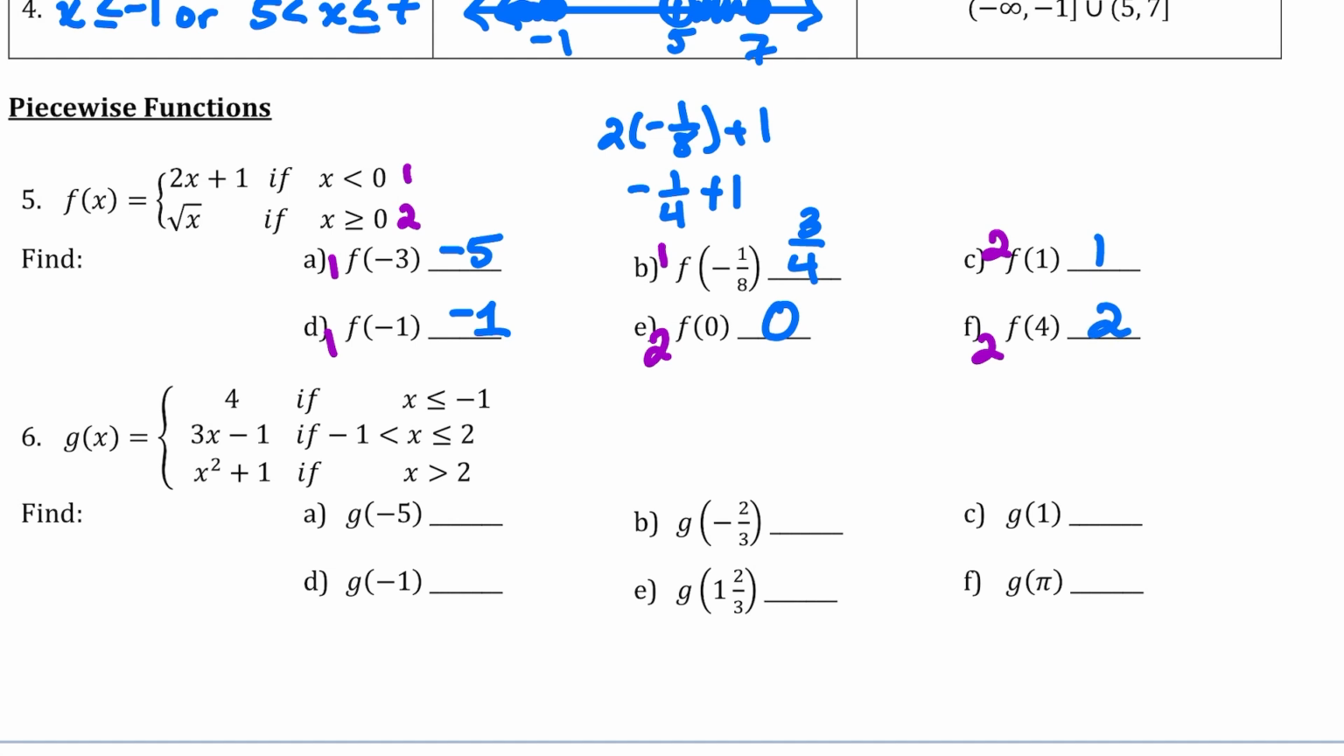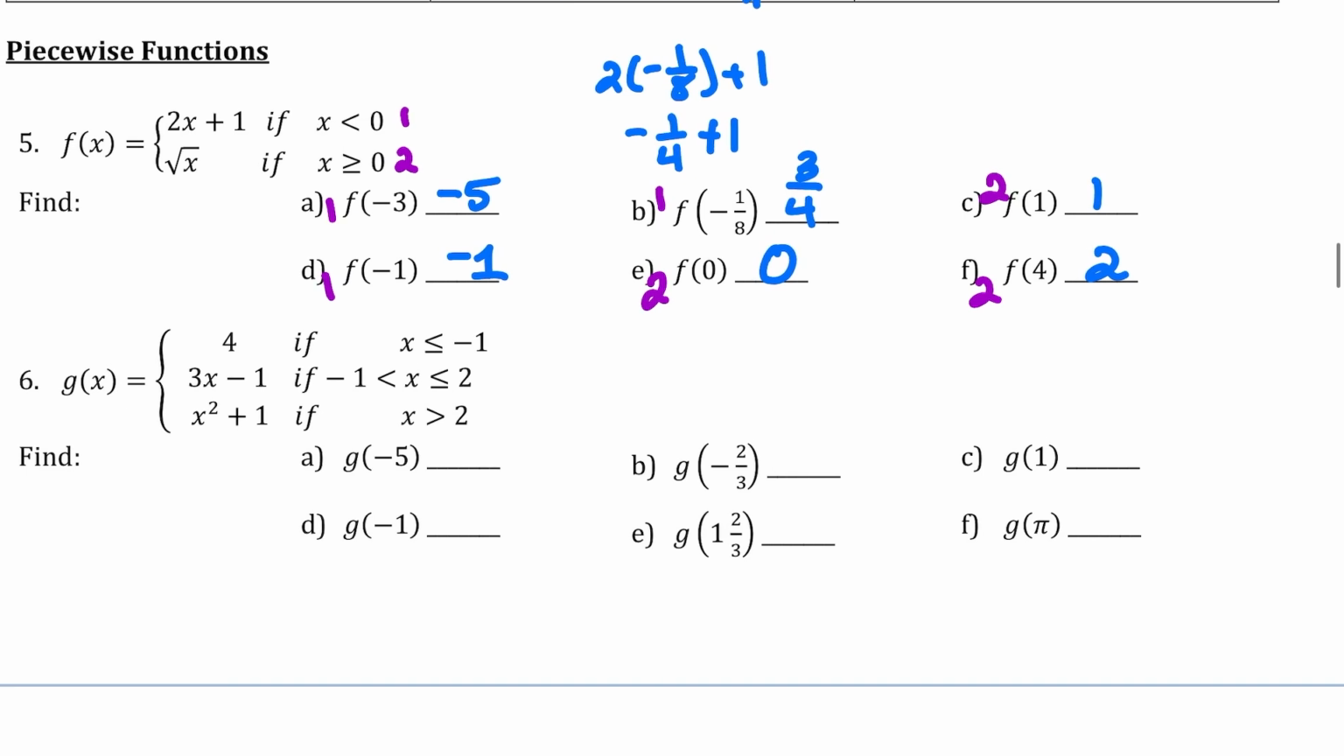Some of y'all might be asking, well, I thought the square root of 4 was plus or minus 2. Well, that's only if you're solving an equation that says x squared equals 4. That's where you get plus or minus. If I'm just asking for the square root of 4, it's just 2.